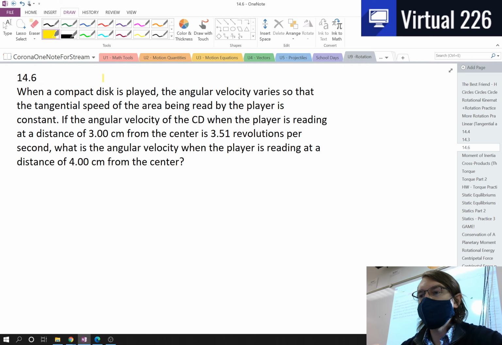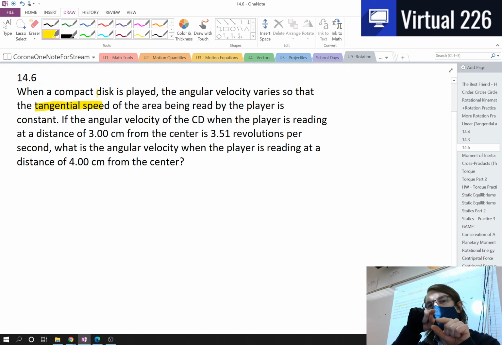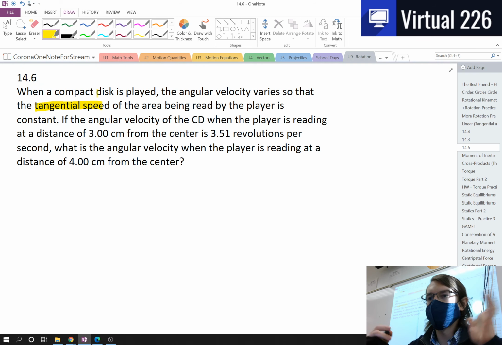Sometimes the way they work is the angular velocity of that disc, or how quickly it's rotating, is such that the linear or the tangential speed of the area being read by the player is held constant. So if you're reading the outer edge of the disc, the disc itself is going to spin slowly, because we know that outer disc is going to spin faster linearly than the inside. And if you're trying to read the inside of the disc, it's going to spin fast, because we know linearly that's moving slow. And that's why your CD changes speed as you listen to it.